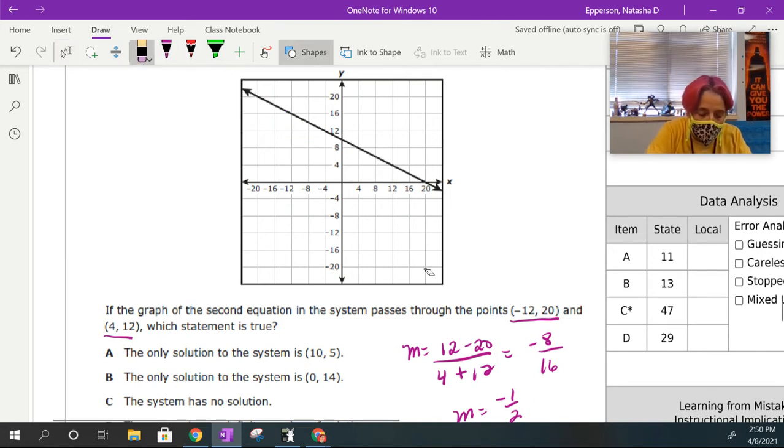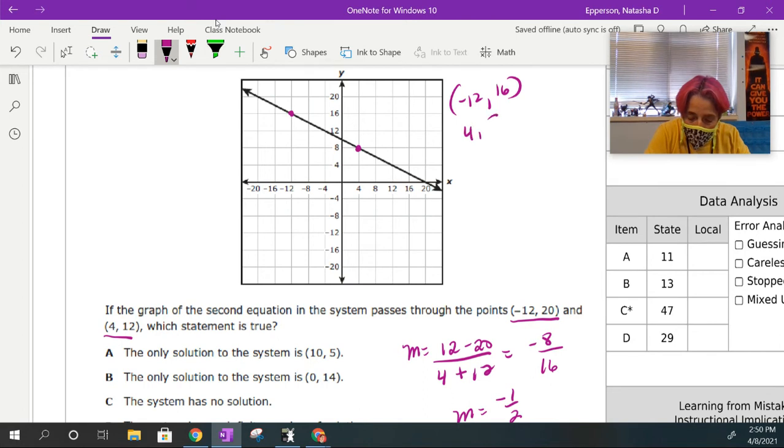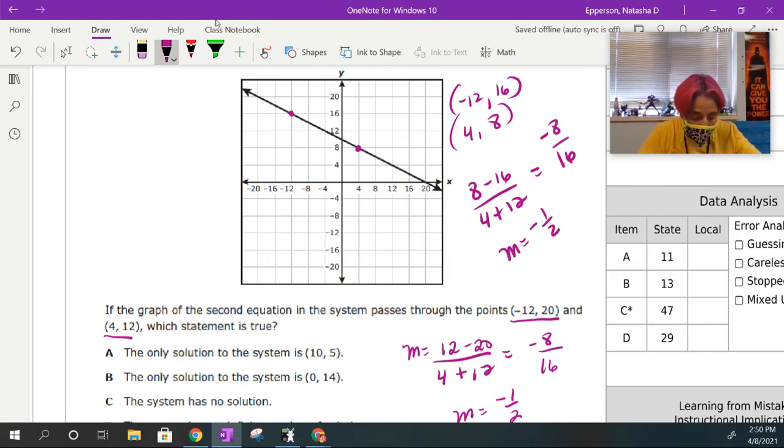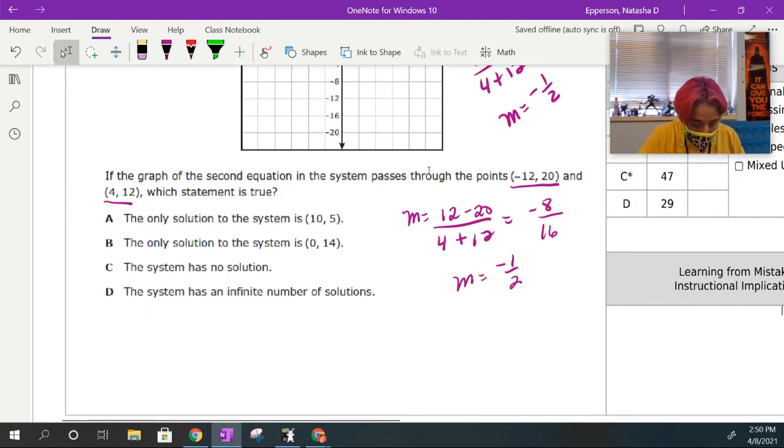Actually, this one's because of that weirdness. It might be better just to pick those points and write them down. So we've got -12, 16, and we've got 4, 8. So this is going to be 8 minus 16 over 4 plus 12. 8 minus 16 gives me -8. 4 plus 12 gives me 16. All right. So that gives me a slope of negative 1/2.